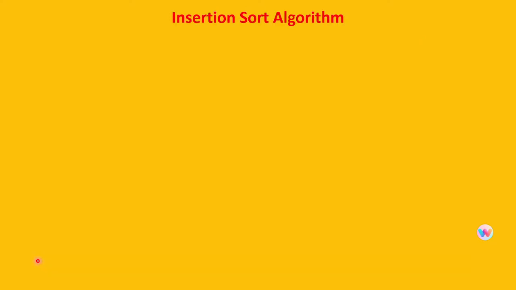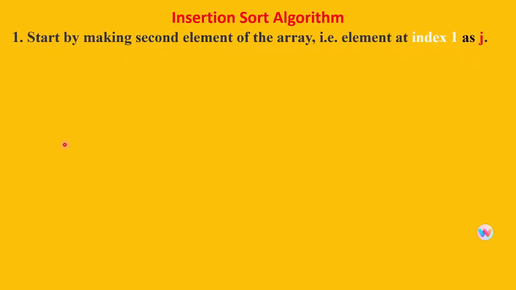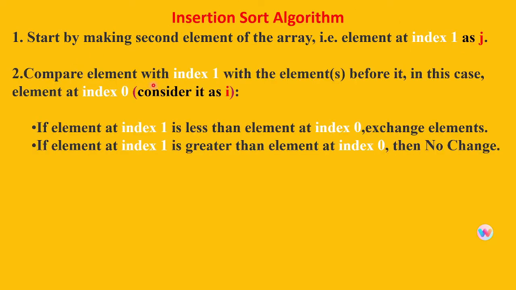Now we'll see the insertion sort algorithm steps. The first step is to start by making the second element of the array, that is the element at index 1, as j. Then compare the element at index 1, that is j, with the elements before it. The element before index 1 will be index 0 and it is considered i. So the jth element will be compared with the ith element. If the element at index 1 is less than the element at index 0, then exchange those elements. And if the element at index 1 is greater than the element at index 0, then no change.